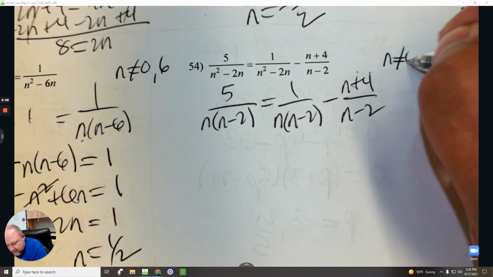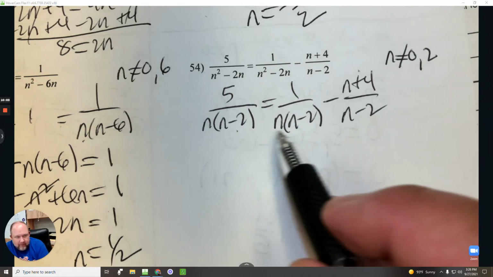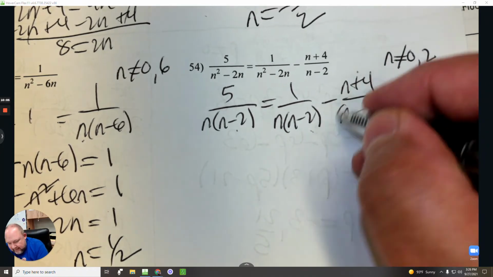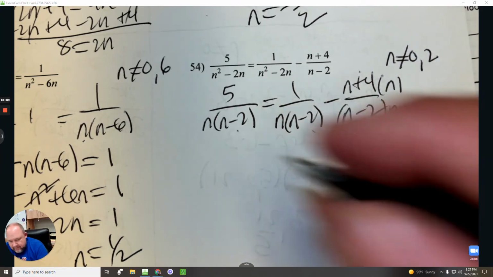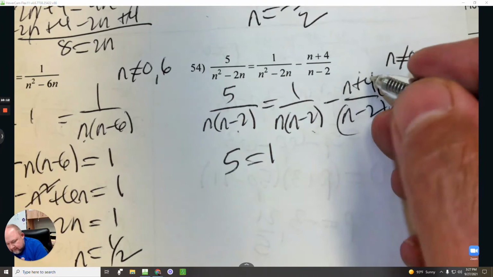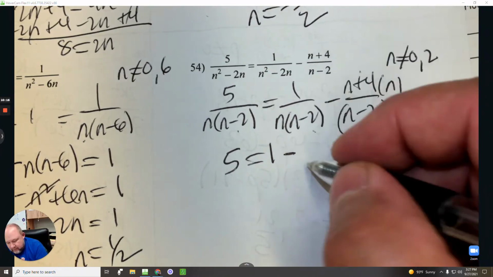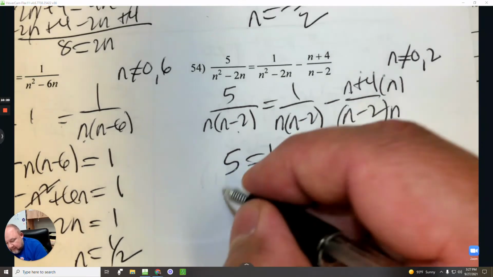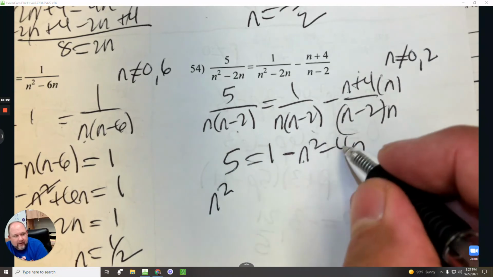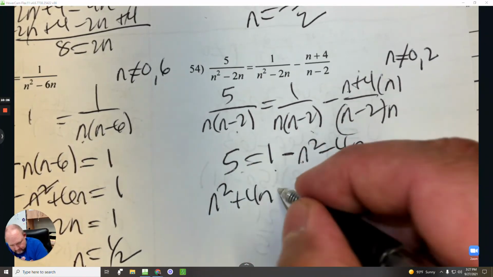So n cannot equal 0 or positive 2, because that would make a 0 in the denominator. This last fraction needs an n, so it can match the others, top and bottom. So we have 5 equals 1. And then we have negative n squared and negative 4n. To solve this, I'm going to add n squared. I'm going to add 4n. And I'm going to subtract 1.